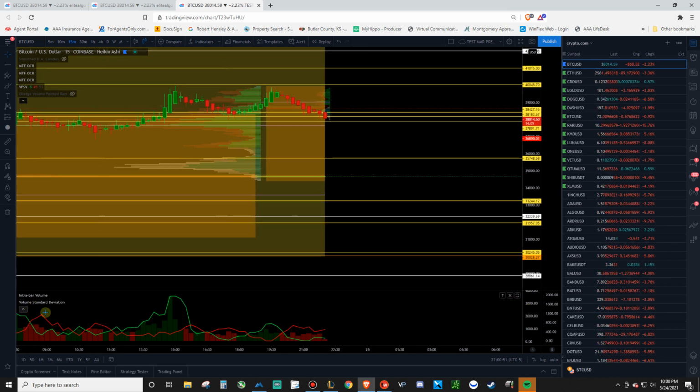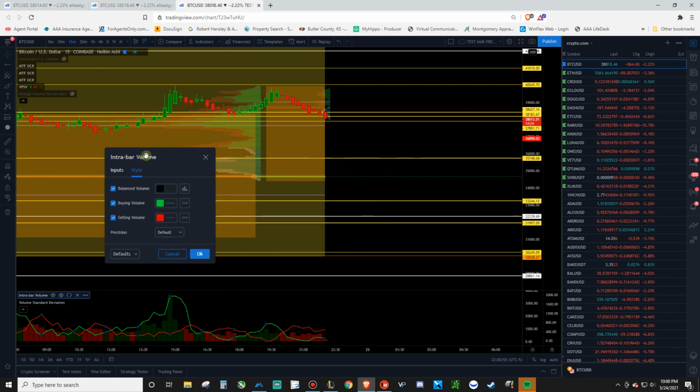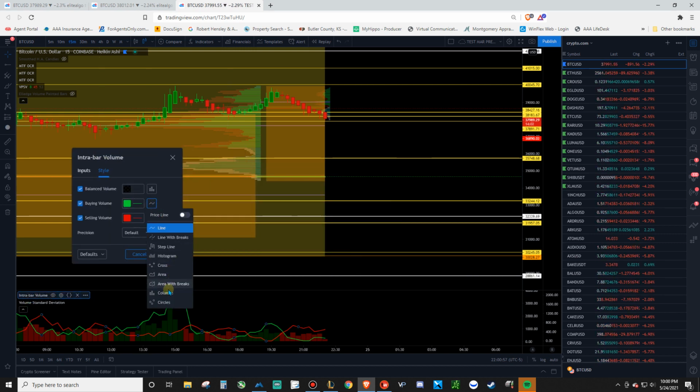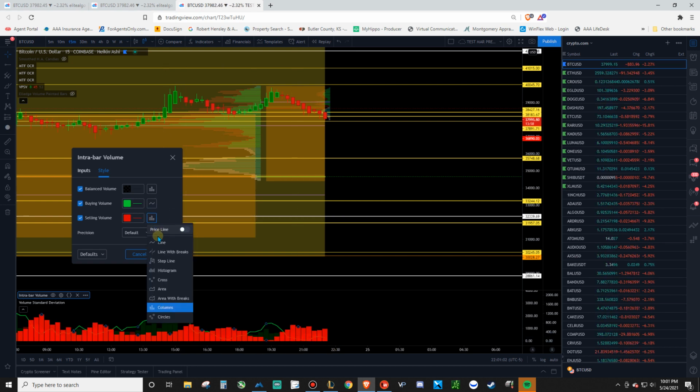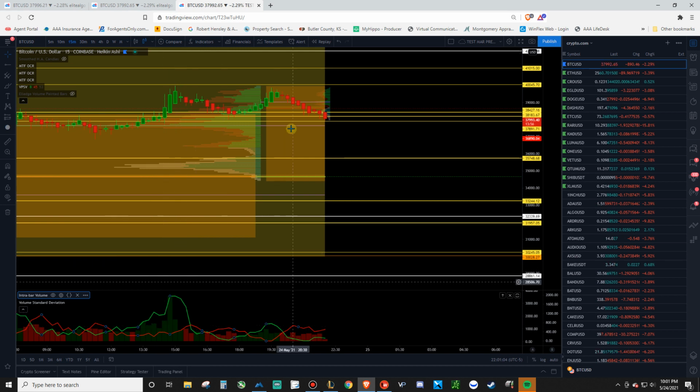So this comes to this intraday bar volume. If you guys have been following me, I use this, but I changed these from columns. I used to have these as columns, now they're lines. And the reason I did that is because each candle bar is going to be showing me the buying and selling volume, and so I'm looking for these crosses here. And so I'm comparing these levels to previous levels, and I'm looking for the crosses.